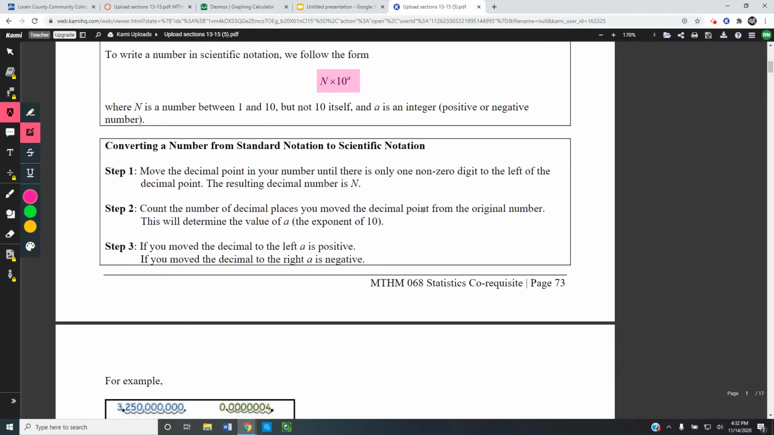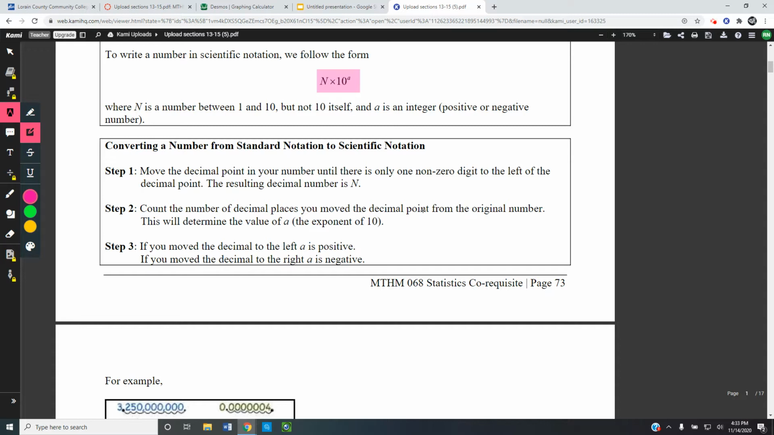Now, it goes on to give us a long set of rules here, and I'm not quite sure I'm going to be a fan of rules, but it says to convert a number from standard notation to scientific notation, one, move the decimal point in your number until there is only one non-zero digit to the left of the decimal point, resulting in a decimal number N. Okay, I'll show you how to do that. Two, count the number of decimal places you move the decimal point from the original number. This will determine the value of A, the exponent. So counting the movement is what we're going to do in order to get the A value.